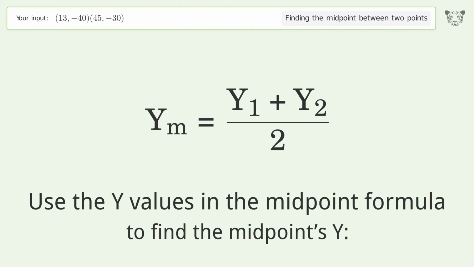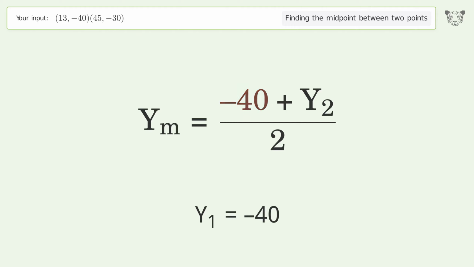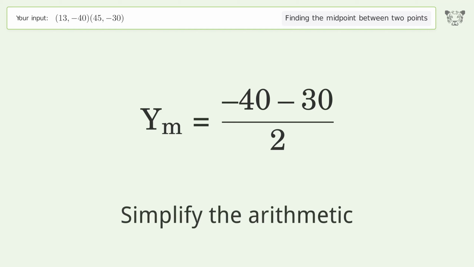Use the y values in the midpoint formula to find the midpoint's y. y1 equals -40. y2 equals -30. Simplify the arithmetic.